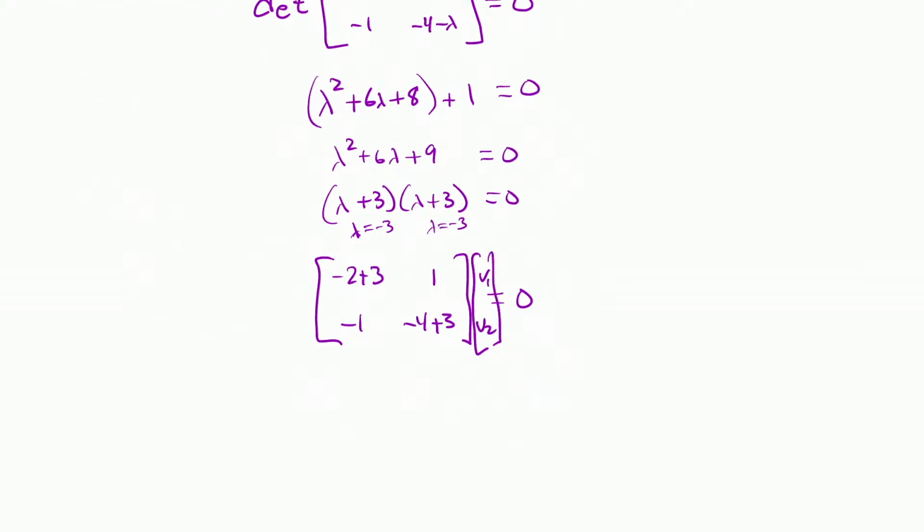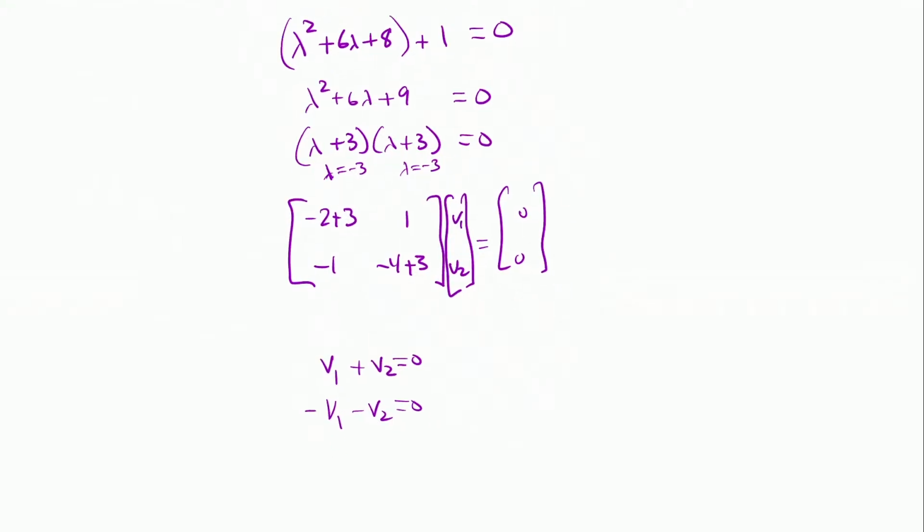Cram it in there. Here, I'm on Notability, so I can move things around. There we go. So what's this going to be? It's going to be V1 plus V2 is 0, and negative V1 minus V2 equals 0. Well, that's not very exciting. It just means that V1 is negative V2.